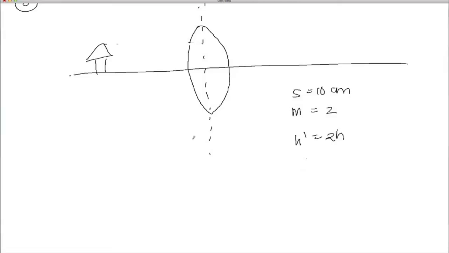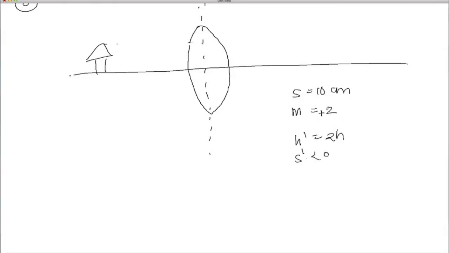Okay, so moving back here, what do we know about S prime? It's negative. Good. Now you said your M was 2? Yeah. Positive or negative 2? Positive. How do you know? Because it's upright. Here's where the table helps us. So we know it's going to be upright, so that's going to give us an M of positive 2. Okay. And is H prime going to equal 2H or negative 2H? 2H, because it's upright, again.